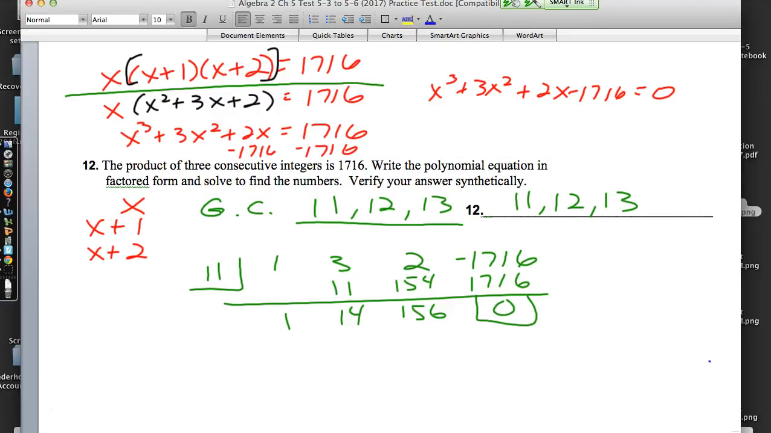And the last thing you could do would, of course, be say, gosh, I wonder what 11 times 12 times 13 is. It better be 1,716 or you did something wrong. Ta-da!